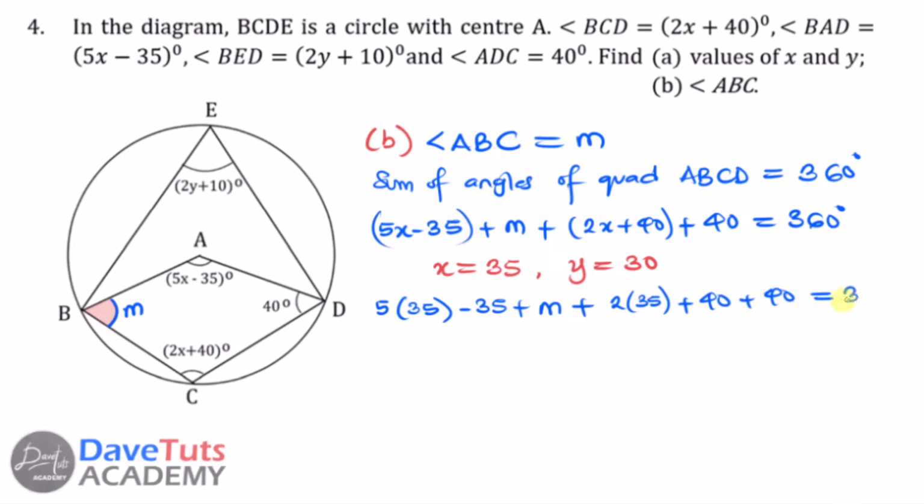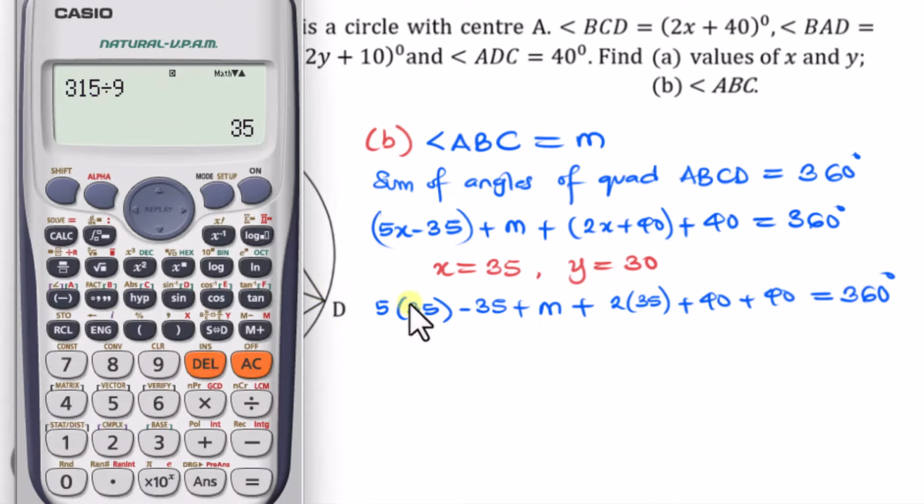Everything is going to give us 360 degrees. So we can just bring in our calculator to try and solve this now. So we can have 5 times 35, that's 175, minus this 35, that is 140, plus 2 times 35 is 70, plus 70, then this 40 and 40 is 80, plus 80, that's equal to 290.